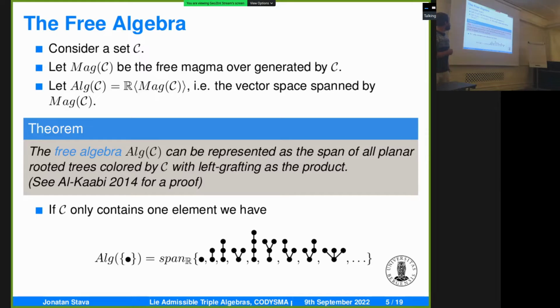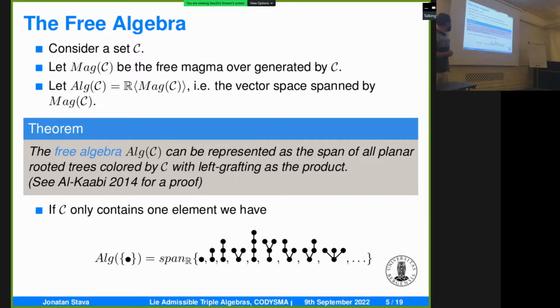I will define Alg C as the free algebra that is spanned by the free magma over some field, usually just R. This free algebra can be represented by the span of all planar rooted trees that are colored by the elements from C. I often refer to C as the set of colors. The product is then represented as left grafting.